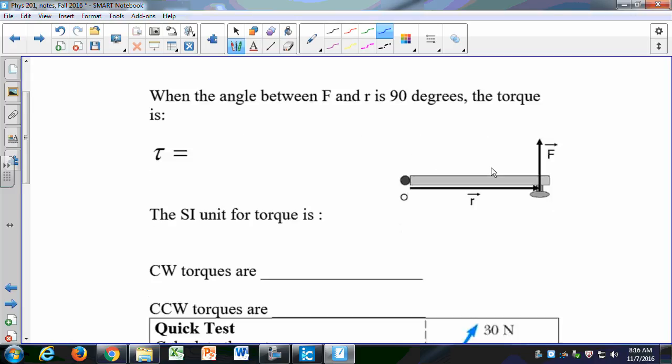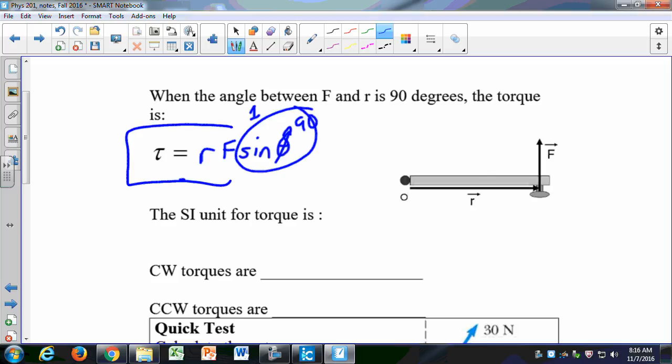When the angle between F and R is 90 degrees, then the torque is, well, if our torque is RF sine of theta, what is the sine of 90? It's equal to 1. Okay, so if this is 90, then the sine of 90 is equal to 1, and so the torque is just equal to R times F. So if I have my R vector in this direction and my force in this direction, the angle between them is 90 degrees, then our torque is equal to R times F.